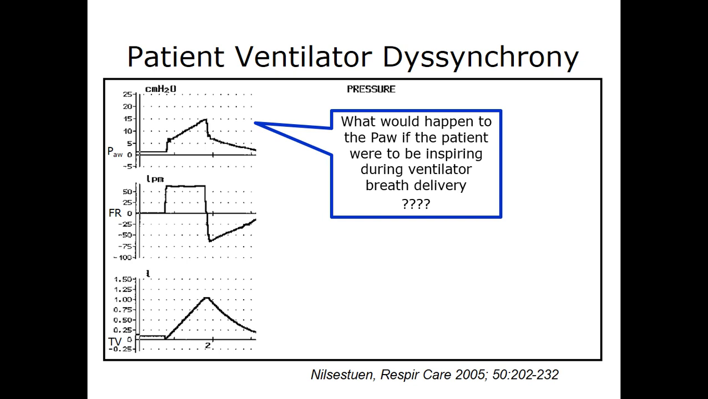Ideally with a ventilator, the machine pushes the breath in and the patient just relaxes and lets the breath come in and exhales. We want the patient to be rested. But what if the patient were to be breathing in actively while the machine is pushing in a tidal volume? What would happen to this airway pressure curve? Kevin Walsh, you know?